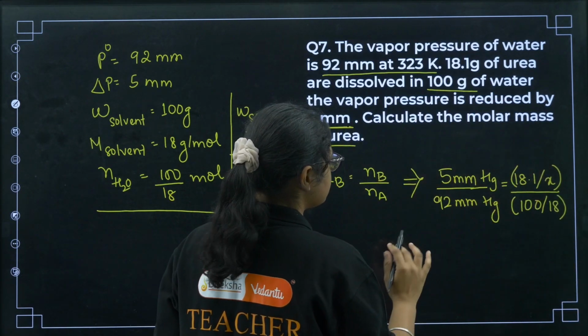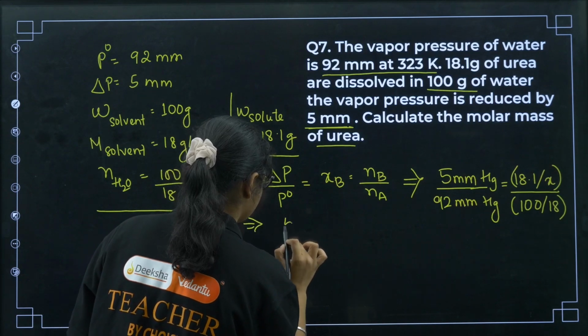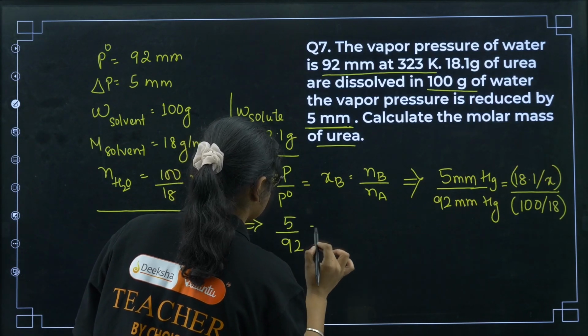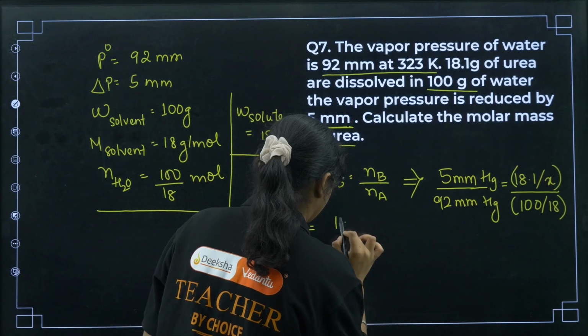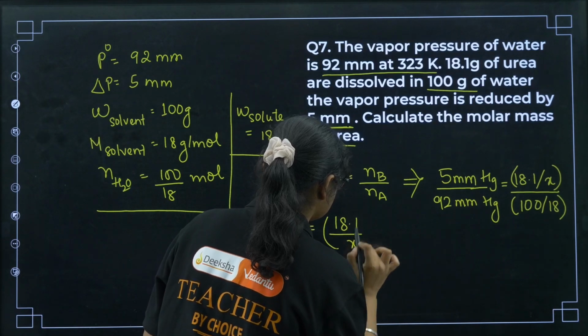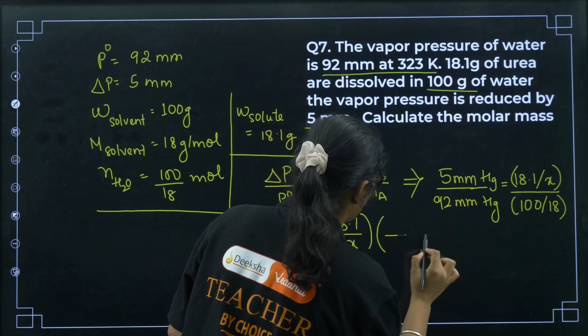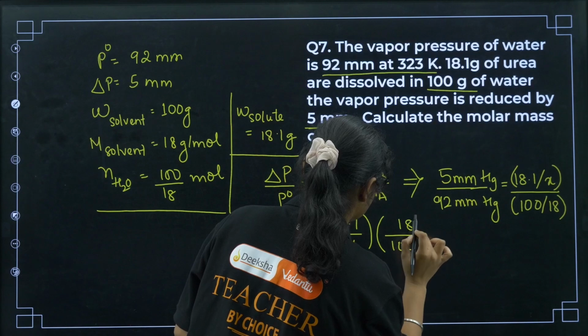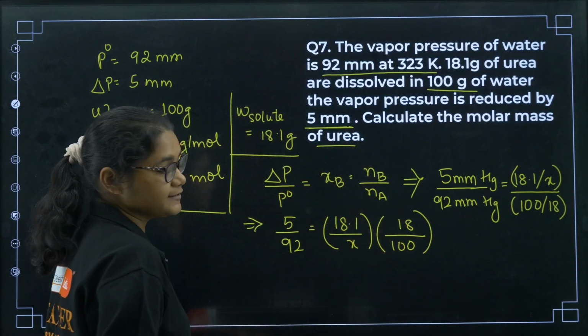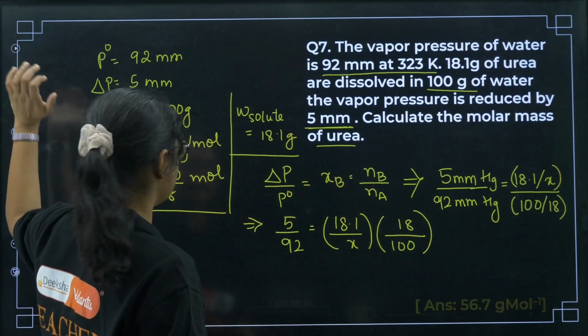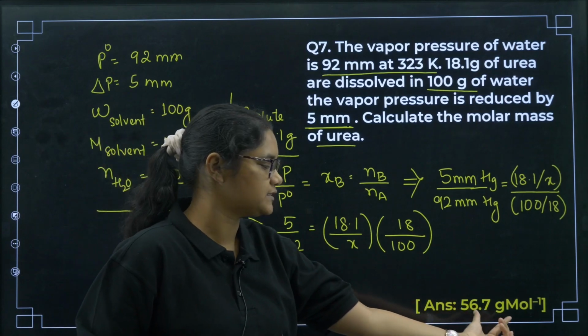So you just have to solve this. How much will we get? This is 5 by 92 is equal to 18.1 by X, into 100 by 80. Now you have to arrange this and solve for X, and once you solve for X, you will get 56.7 gram per mole.